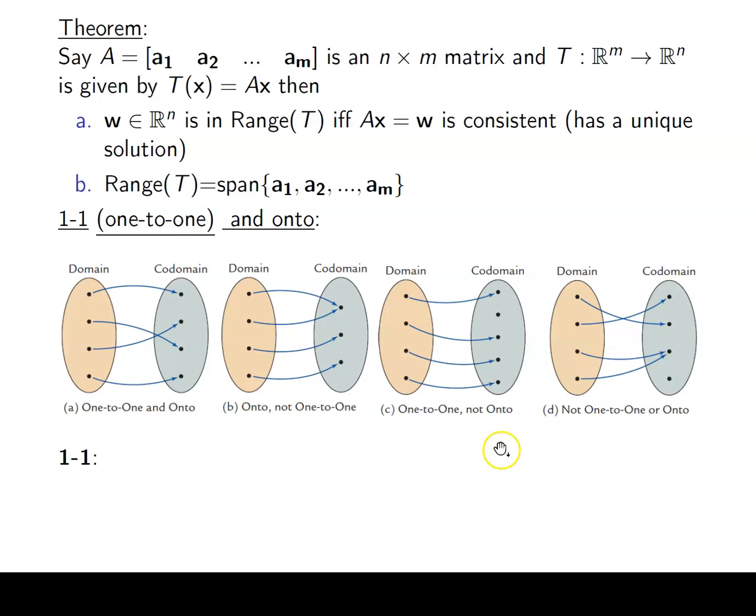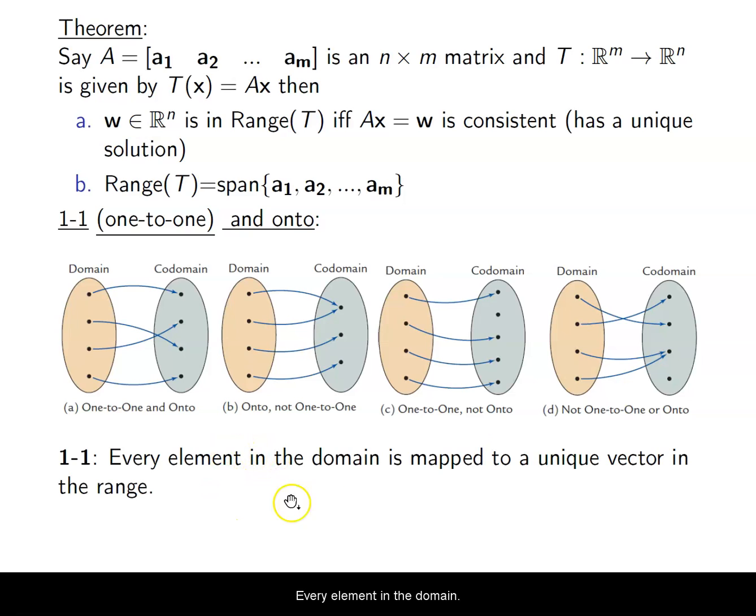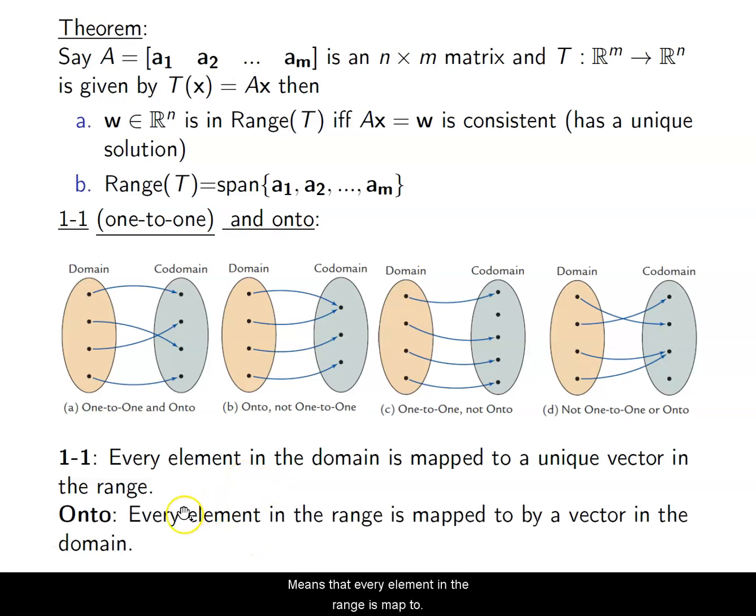So one-to-one: every element in the domain is mapped to a unique vector in the range. Let's look at this one. These two go to the same place. There's not a unique output for each of these inputs. Onto means that every element in the range is mapped to by a vector in the domain. That means everything in your range has a pair originating in the domain, or a partner.